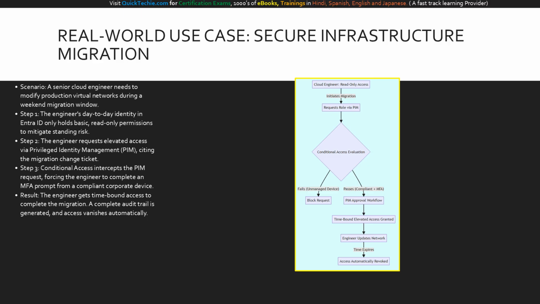This final flowchart maps our real-world migration scenario from end to end. The cloud engineer starts with read-only access and initiates the process by requesting a role via PIM. This hits the conditional access evaluation checkpoint. If the engineer is on an unmanaged device, they are instantly blocked. But since they pass the device compliance and MFA checks, they move to the PIM approval workflow. They receive time-bound elevated access, allowing them to successfully update the network. Finally, the automated safeguard kicks in, time expires, and access is automatically revoked.